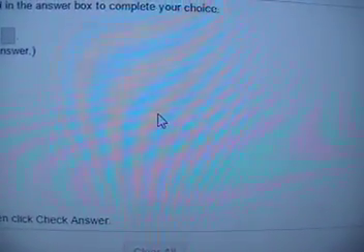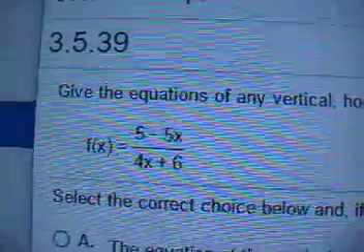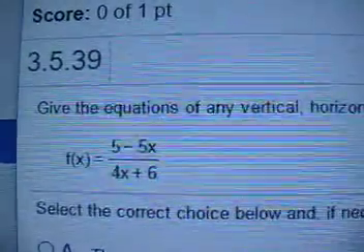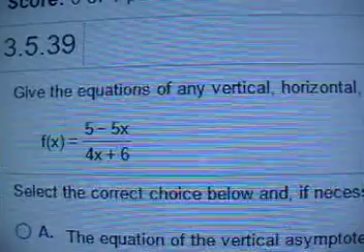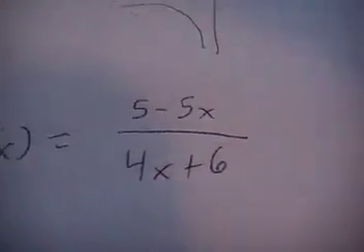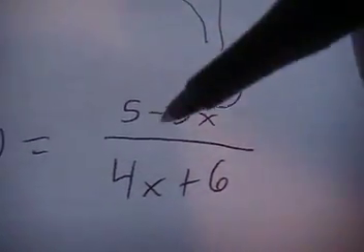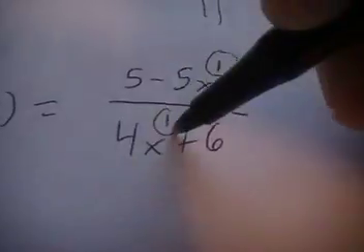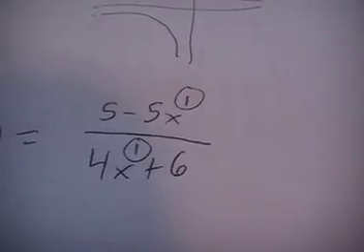Next case, we've got 2 cases to go. Here's a rational function where the bottom does not have a bigger degree. The top is 5 minus 5x, and the bottom is 4x plus 6. Now watch out again if they're out of order. The highest exponent anywhere in the top is the x to the 1. The highest in the bottom is also 1. The constants are zeros. So they both have a degree of 1. They're equal to each other.